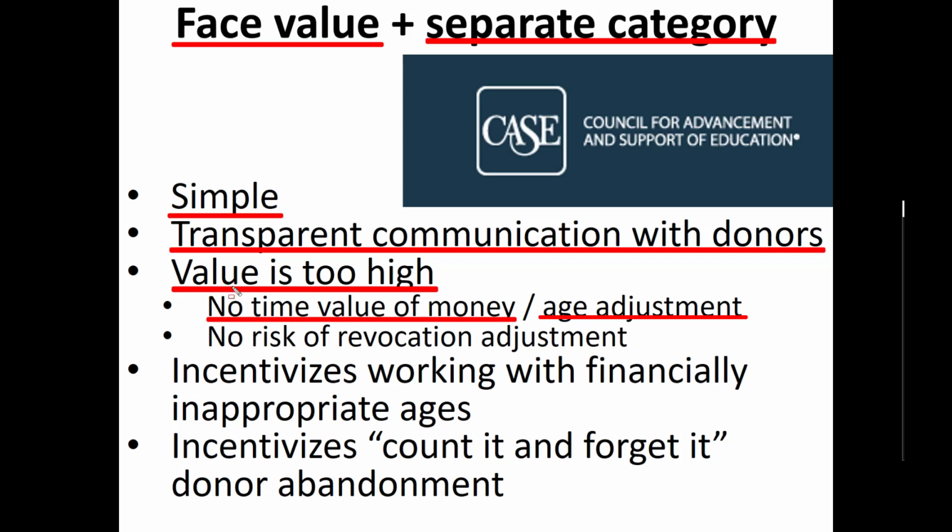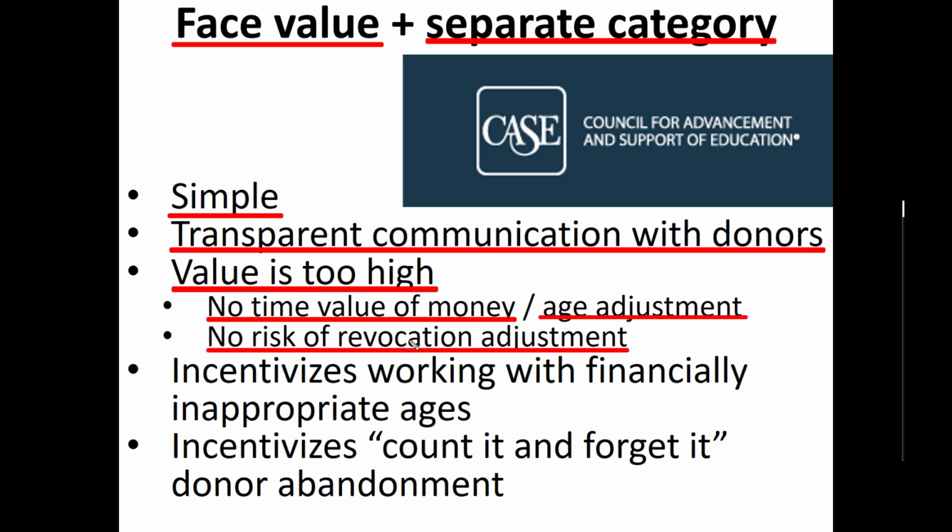Also, we know the value is too high because, even if these were completely irrevocable, permanently funded gifts, which of course they are not. These can be revoked. The plans can be changed at any point. The estate size could change, various other factors like that. So there's no risk of revocation adjustment. This, of course, is a bit silly when we recognize that only 55% of charitable components survive 10 years. The value is way too high when we put no risk of revocation.